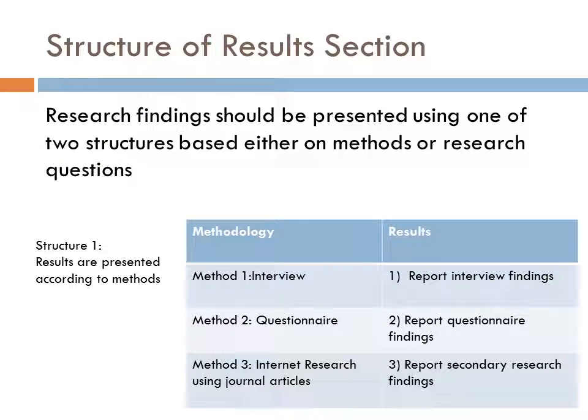Moving on to the structure of the results section, the research findings should be presented using one of two structures based on either methods or research questions. In the first example, we could see that results are presented according to methods. The first method used was an interview, and then we proceed to report the interview findings. The second method was a questionnaire, and again, we'll report the findings of that questionnaire. The third method used was secondary research based on journal articles online, and then we will proceed to report the secondary research findings.